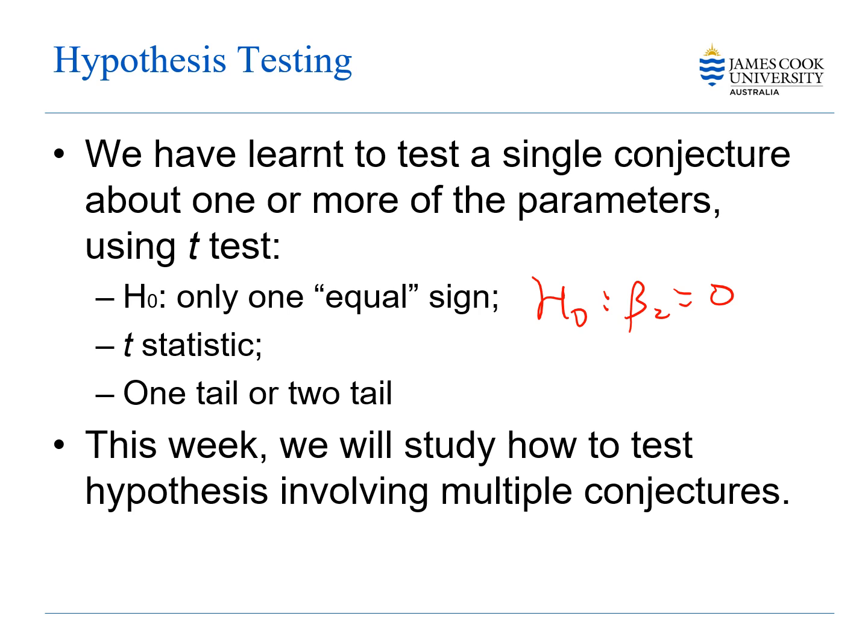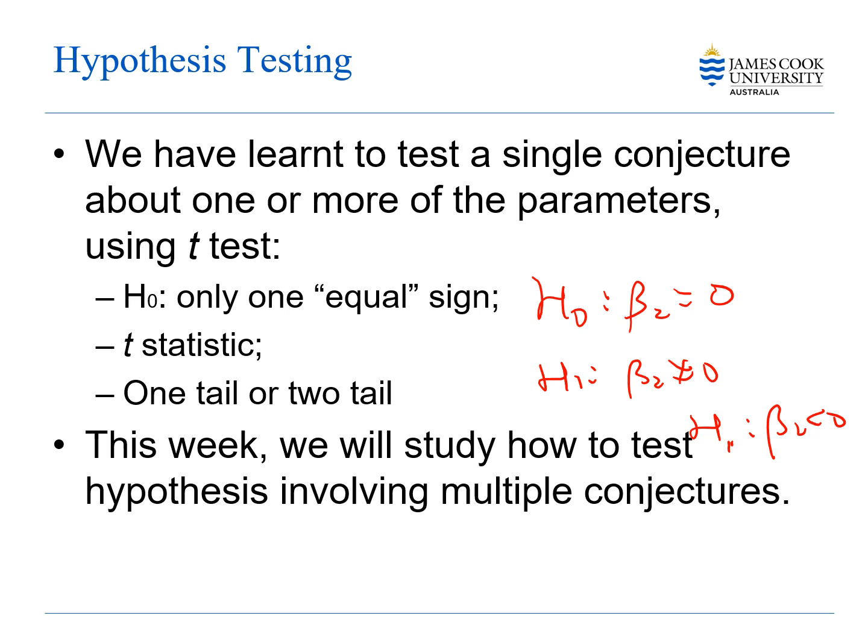We can have two types of alternative. One is two-tail, where beta 2 is not equal to 0. The other is one-tail, say beta 2 is less than 0 or bigger than 0, depending on our theoretical expectation on the sign of beta 2.